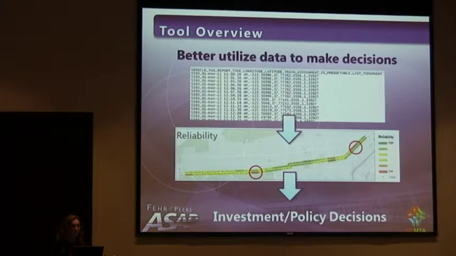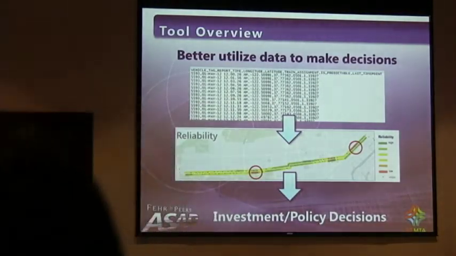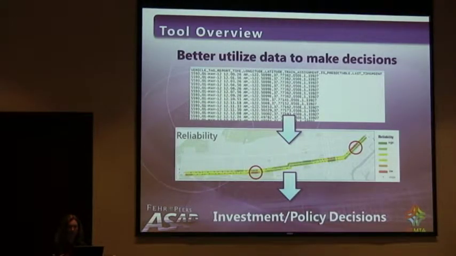Like a lot of the tools we're developing at Fehr and Peers, one of the main goals was to better utilize data to make decisions. The data set we're using in this case is AVL data, which is more or less bus GPS data, which comes in these big, kind of hard to manage data sets. What our tool does is it cleans, organizes, pulls out metrics from the data, and then visualizes them in a way that helps to inform policy and investment decisions.